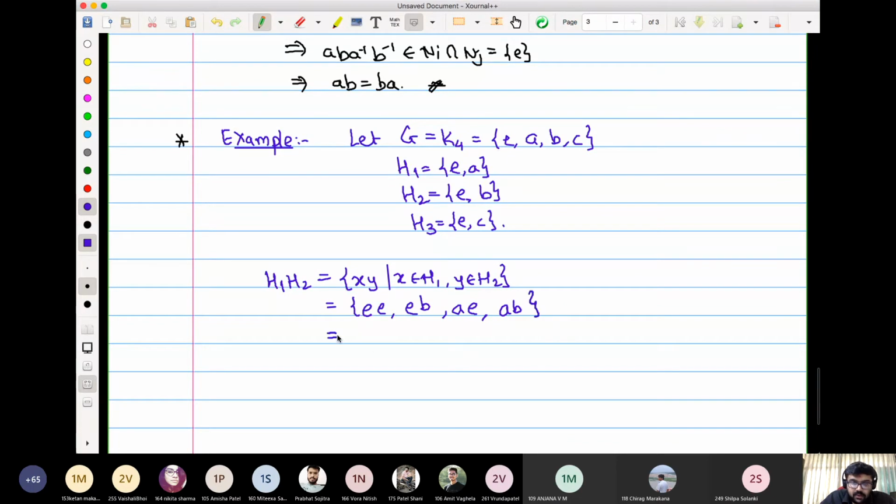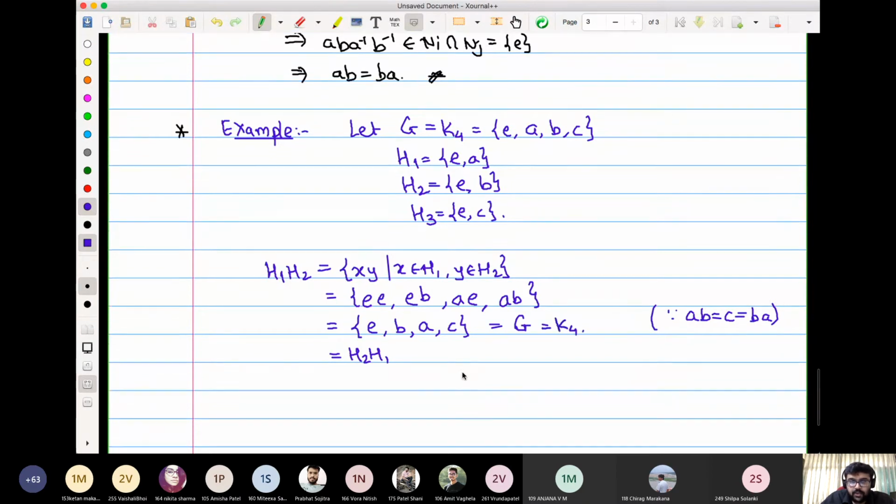So what is this? EE is E, EB is B, AE is A, and what is AB? In the Klein four group, AB equals C equals BA. So H1 H2 is the same as H2 H1, and this is nothing but my G. It is the Klein four group. Thus G equals H1 H2.